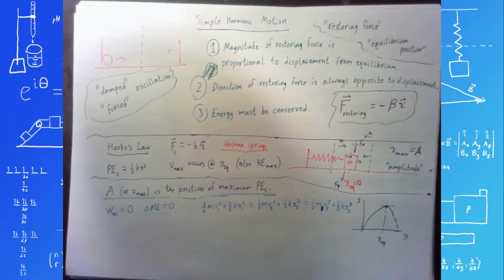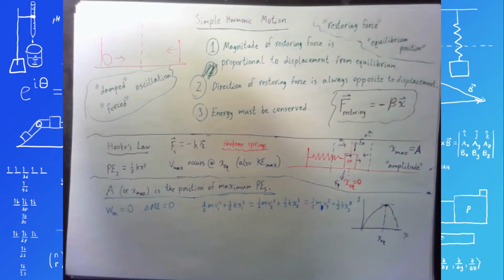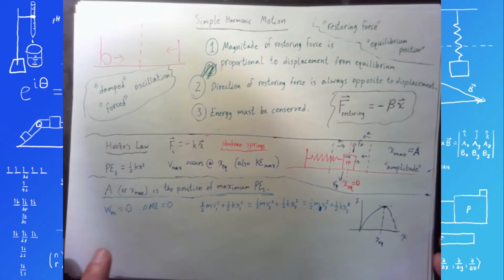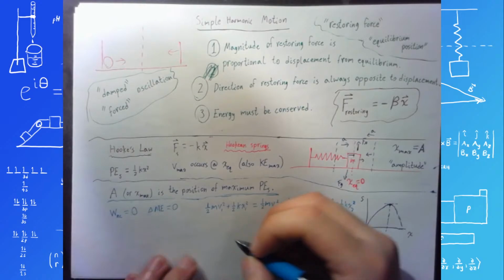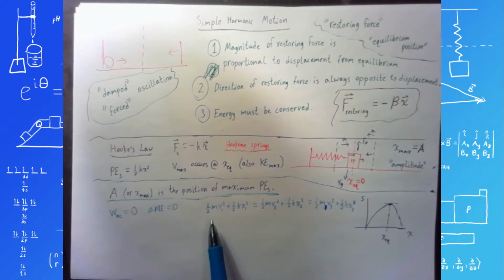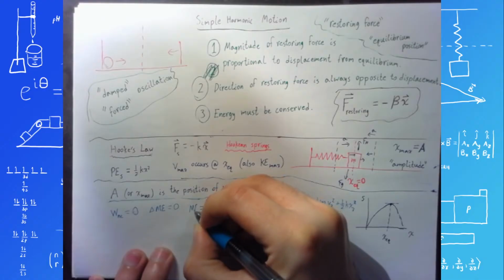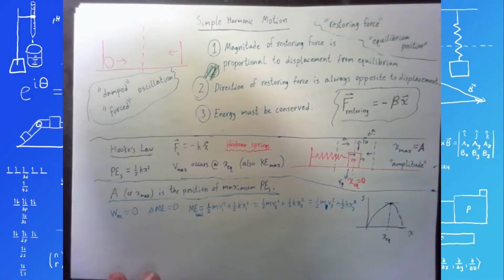So we already know at these two positions, when x is equal to a, that's where the potential energy is a maximum. Well, 1/2 mv squared plus 1/2 kx squared, that's equal to the total mechanical energy. All of these are equal to mechanical energy total. And since mechanical energy is conserved, that total must remain the same.